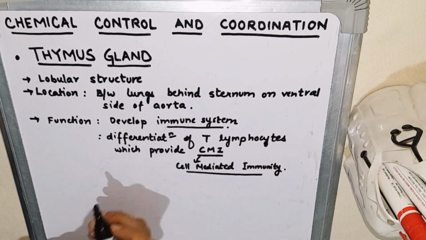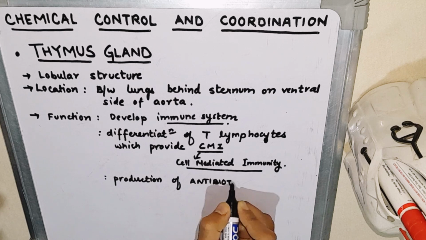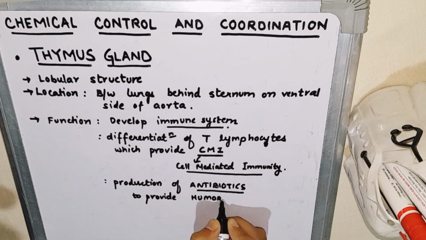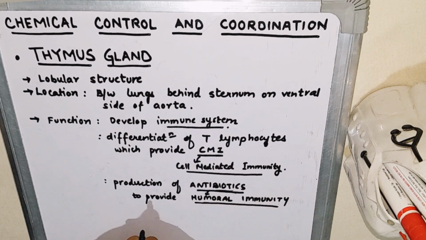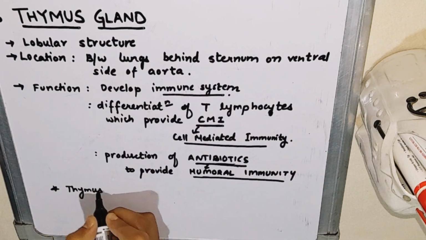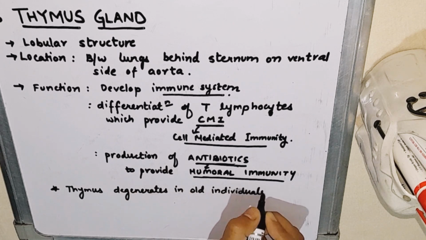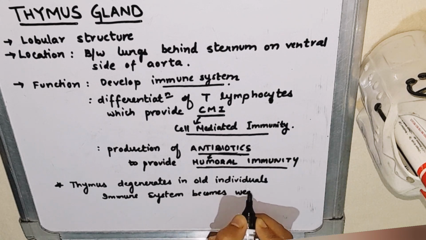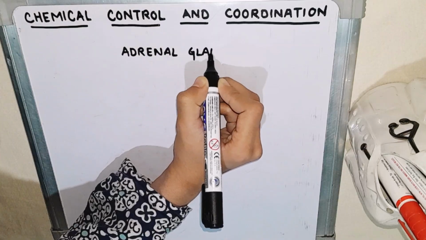Other function of thymus gland is production of antibodies. Now these antibodies provide us with humoral immunity. So both immunity functions are performed by our thymus gland. In old individuals, this thymus gland degenerates, which is why the immune system of older people becomes weak. So that's about thymus gland.